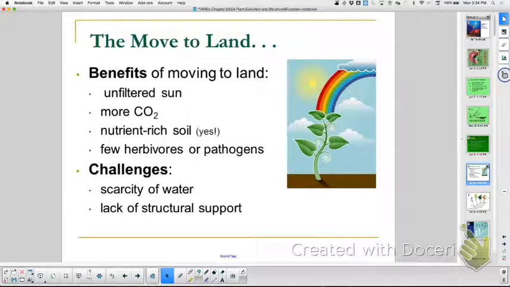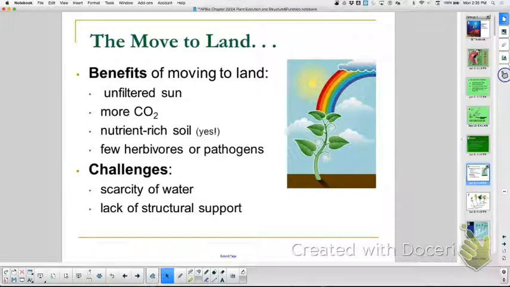Okay. So to move on to land, here are some of the benefits and some of the challenges. Unfiltered sun. Who did the filtering before? Where were the plants before they were on land? Underwater. So who was filtering the sunlight? The water. Okay. More carbon dioxide, because CO2 is dissolved into water, but you don't have it at the strength that you would have on land. Nutrient-rich soil, so you have a source of things like nitrogen, which might be deficient in the water.